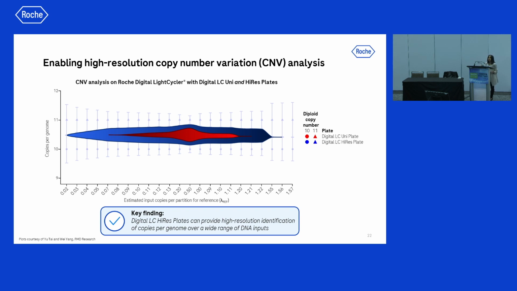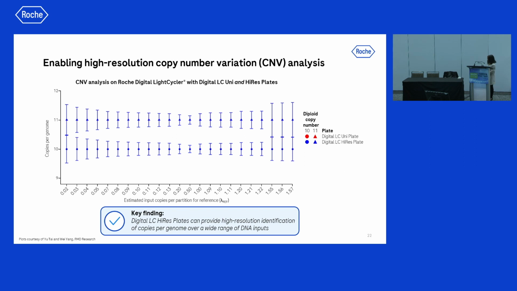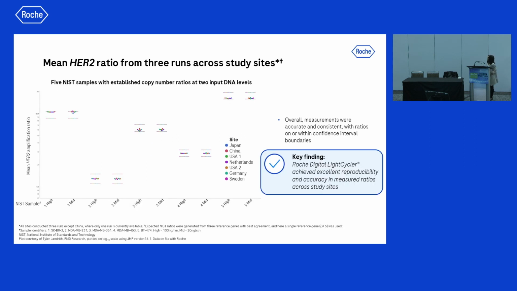And so now here's the result from experiment 3, after walking you through all of that. Here, what we're looking at is the HER2 ratio. Again, on the y-axis is the amplification ratio, the average amplification ratio. On the x-axis is your NIST sample. Now, these are 5 different samples at 2 different input amounts. The high input is 100 nanograms per reaction, and the mid input is 20 nanograms per reaction.